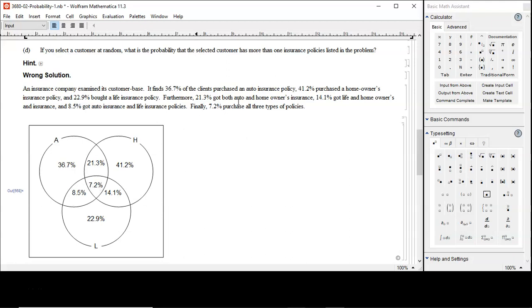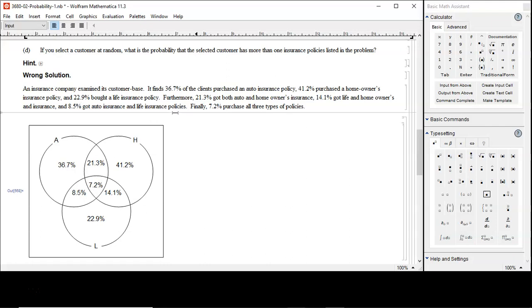This one is right, 7.2%. That's right. Why is this the only one right? Well, everything else here includes some people that are counted doubly or maybe triply. For example, here, 8.5% of the people got life and auto. That means life and auto, this football shape. And that entire football is 8.5%, and among them 7.2% of people are counted. So that part here should be a much smaller number.